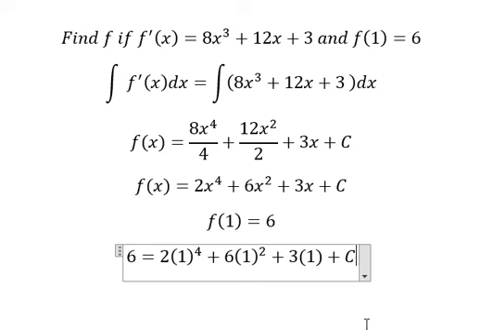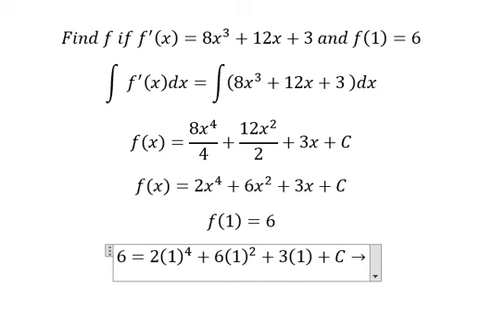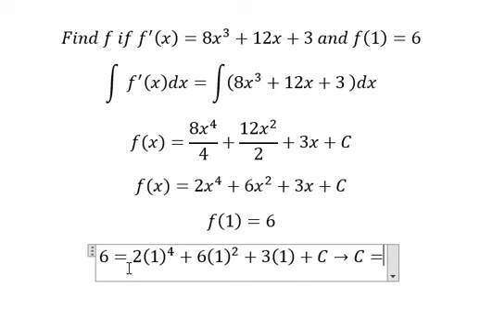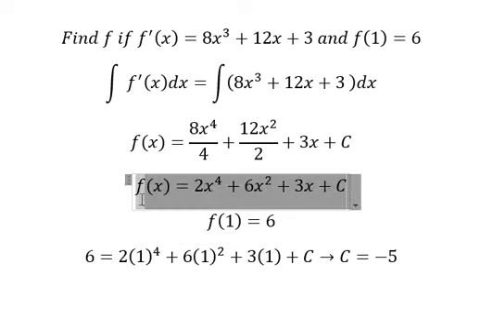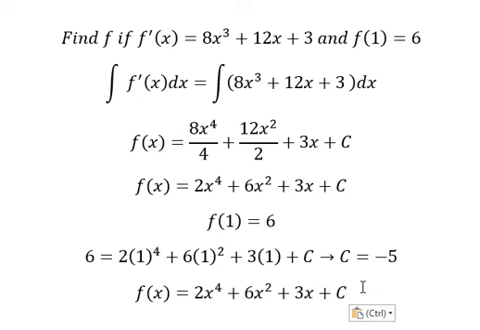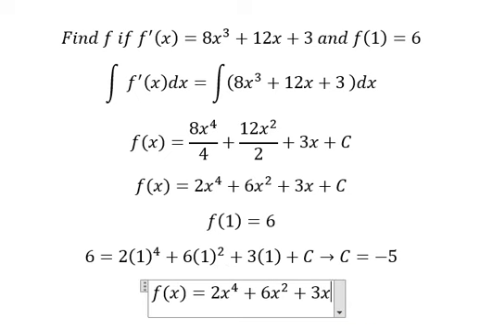So later we can find the value of c. So I will put this one go to the left, and we got c equals negative number 5. So we put negative number 5 go here, and that is the final answer.